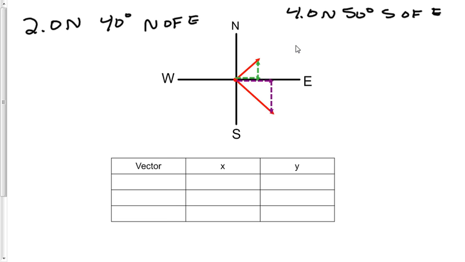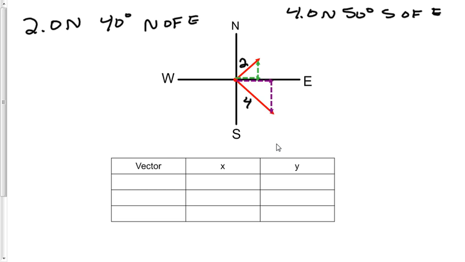Let's place those in standard vector position. Our 2 newtons will be in this location here, with our 40-degree angle in this position. Our 4 newton vector will be located here, with our 50-degree angle right here. Let's remind ourselves that every vector can be thought of as having an x-coordinate and a y-coordinate. The 2 newton vector will have this x-coordinate and this y-coordinate. The 4 newton vector will have this x-coordinate and this y-coordinate.